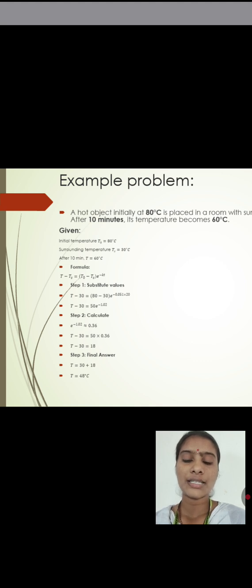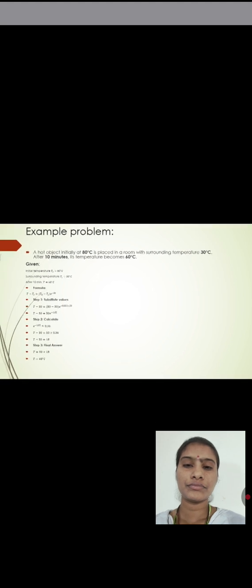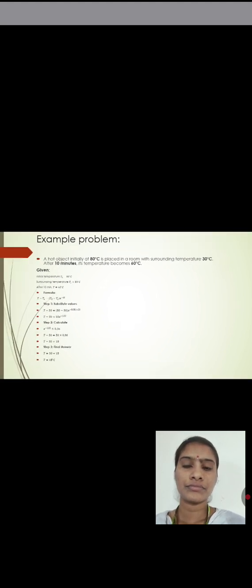Step 3. Final answer is T = 30 + 18. T = 48 degrees centigrade. At 48 degrees centigrade, the temperature becomes 60 degrees centigrade.